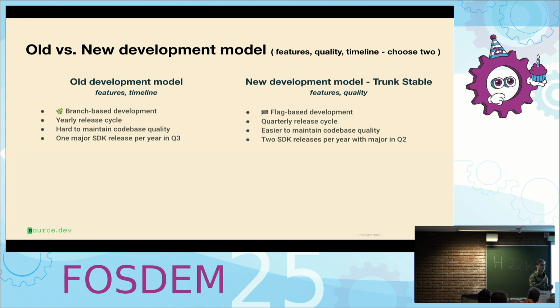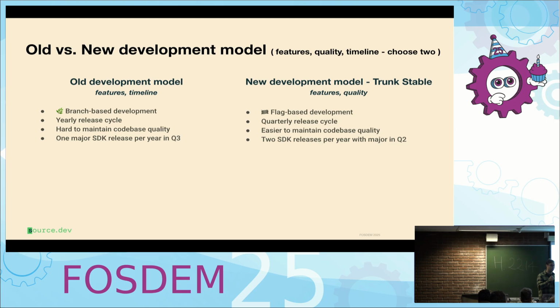You have a yearly release cycle. Those QPRs actually are not that meaningful, or didn't used to be that meaningful in the past. And then it's relatively hard to maintain code base quality, and you get only one SDK release per year.